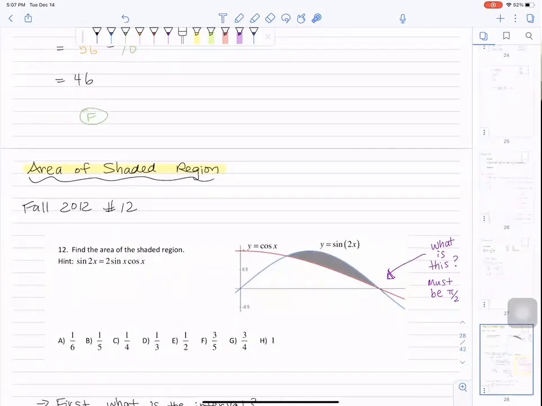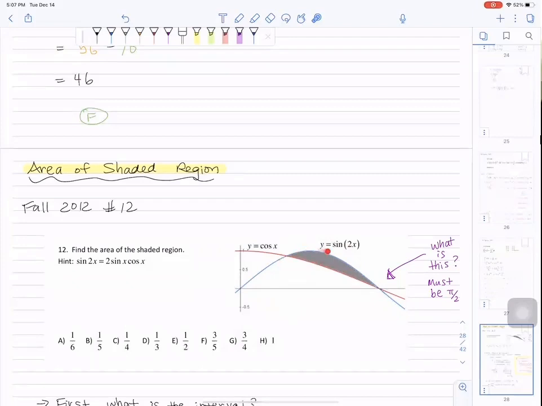This is from fall 2012, question 12. It says, find the area of the shaded region. So in past quiz problems, they just gave you what interval you're going on. But I like this example because they don't give you the interval that you should integrate on. Like right now, you should identify that. How do you find the area in this shaded region?